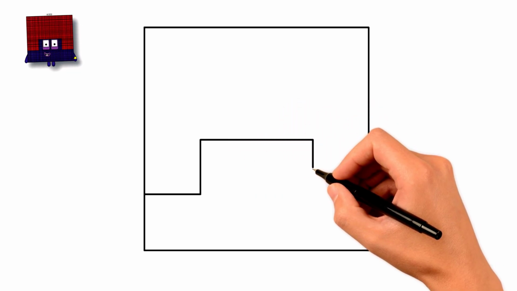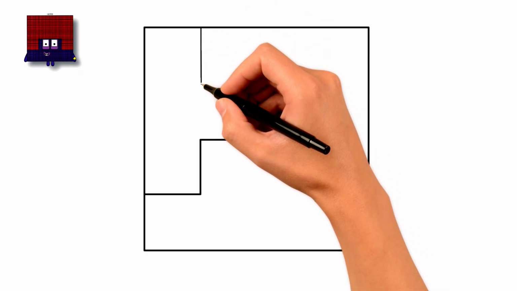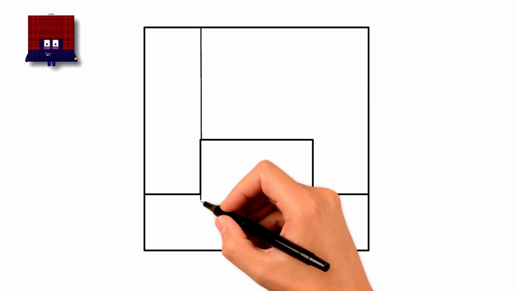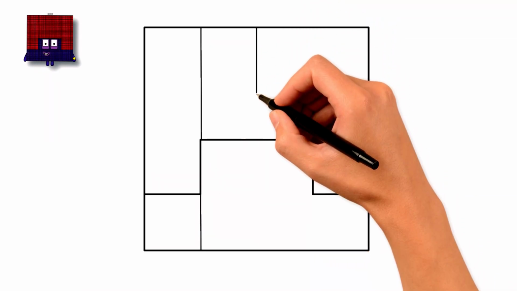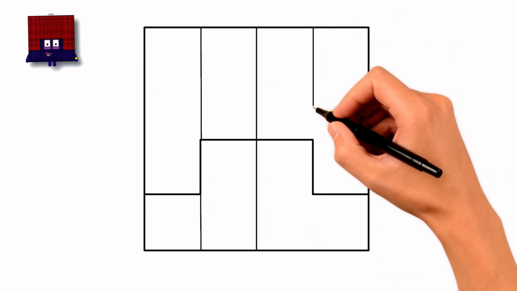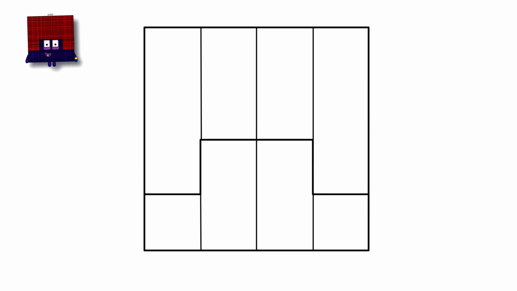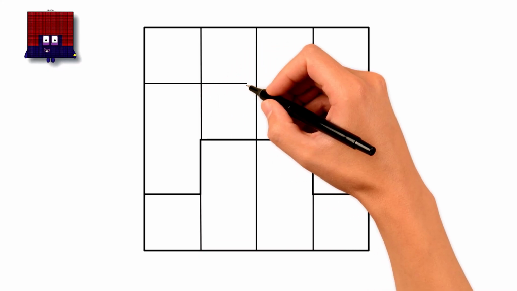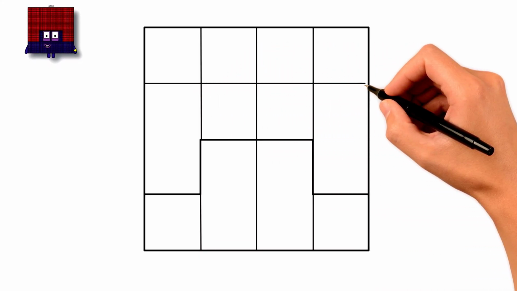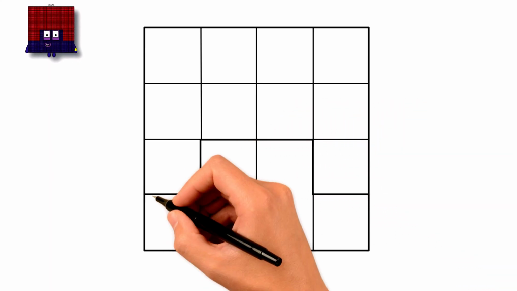The top section represents 10,000 blocks. The bottom section represents 6,000 blocks. Now draw 3 vertical lines. Let's count. 1, 2, 3. Perfect. Now draw 3 horizontal lines. 1, 2, 3.